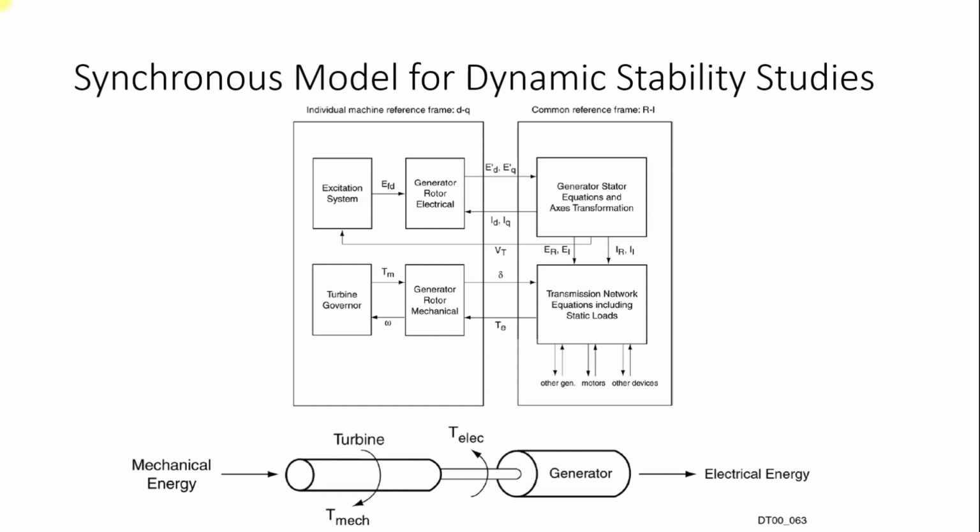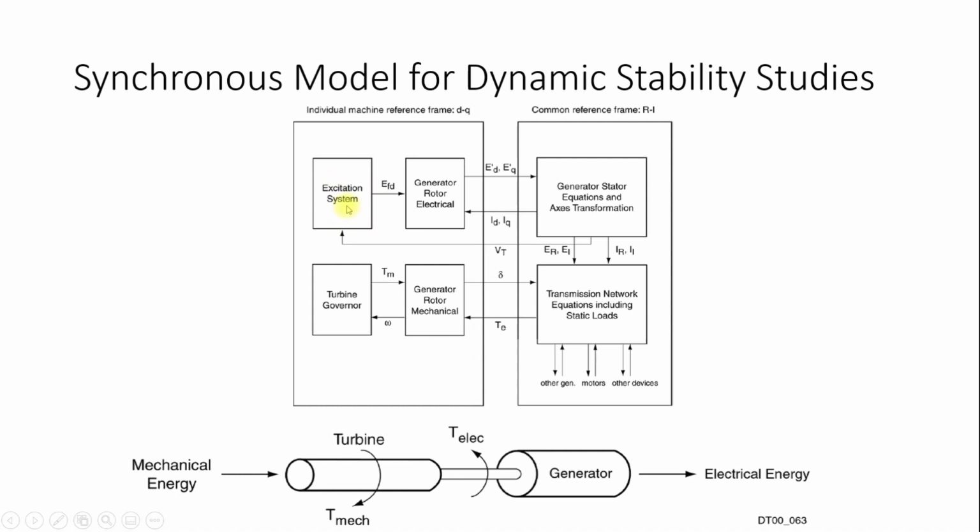So this comes from the same thing. A typical synchronous model for our dynamic stability studies is something like this. We have this electrical model of the generator, which contains all the DQ axis values: the subtransient reactance in the D axis, the subtransient reactance in the Q axis, the transient reactance in both axes, the synchronous reactance, and the leakage reactances. All the reactances we have in the generator are modeled with the help of this generator rotor electrical model. Then we have the excitation system.